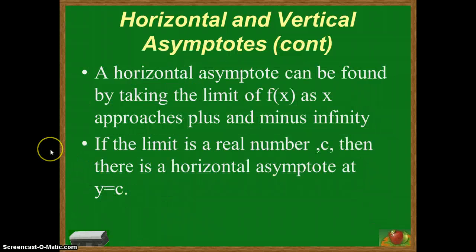A horizontal asymptote can be found by taking the limit of f of x as x approaches plus and minus infinity. We did this in the homework just the previous session. If the limit is a real number, c, then there is a horizontal asymptote at y equals c. In the next slide, we're going to discuss some sample problems where we'll find the horizontal and vertical asymptotes.